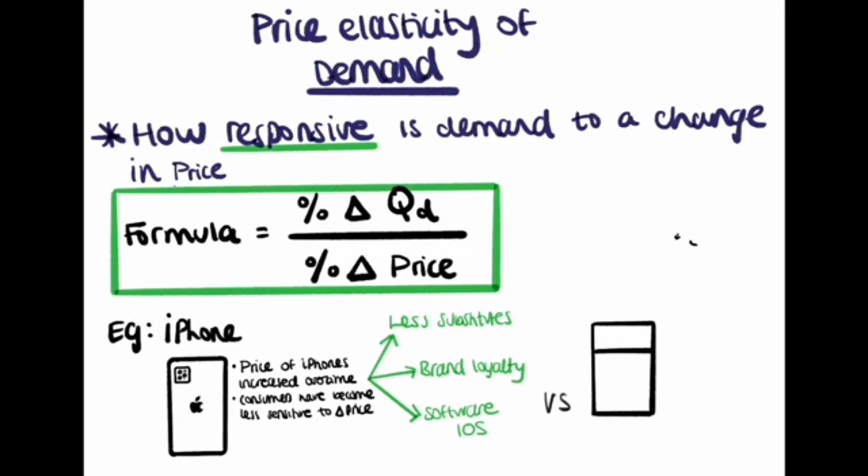In contrast, if the price of tea increased, because there are many substitutes available, consumers are more responsive to a change in price, and demand is elastic.